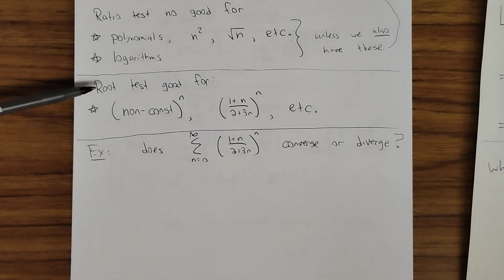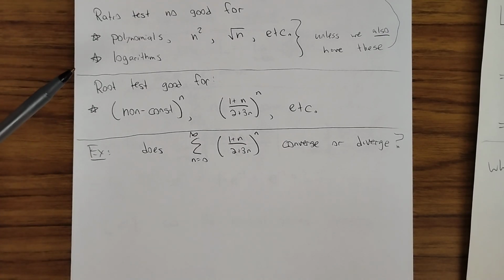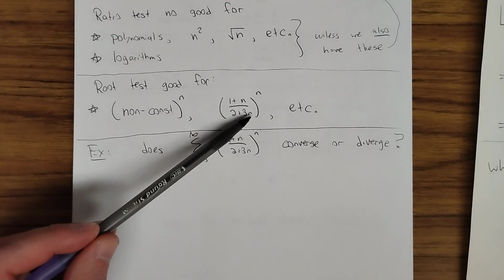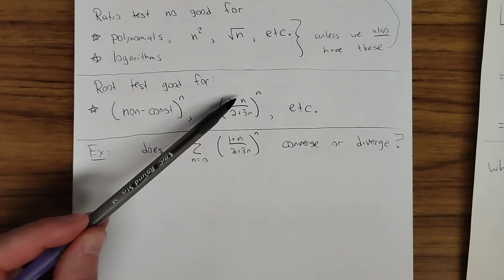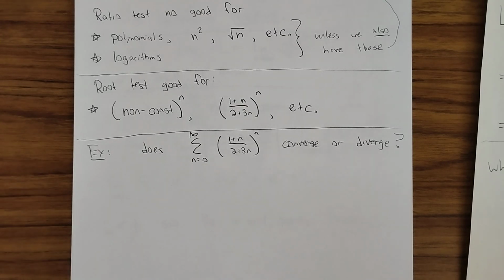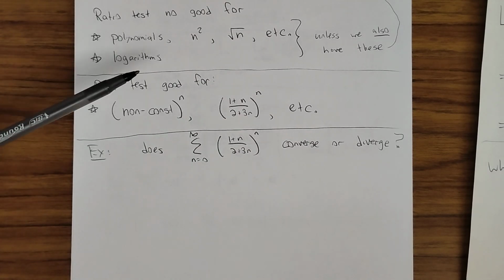The one time where I would use the root test is if you have a non-constant raised to the nth power, like something like this. This is not a constant. When I say a constant, I mean like 2 or 3 or a half or something. Not something that depends on n. So here we have something that depends on n and it's raised to the n. That's pretty much the one time that I would jump to the root test, is when I see something like that. So let's do an example. I'm going to do that exact example.